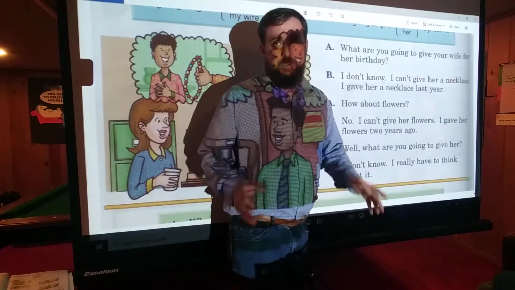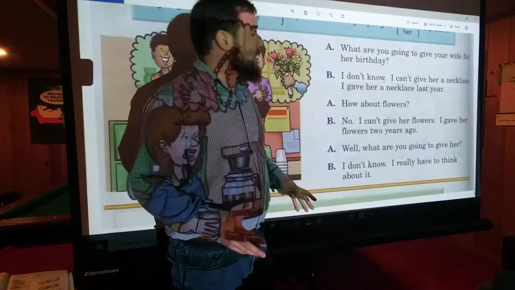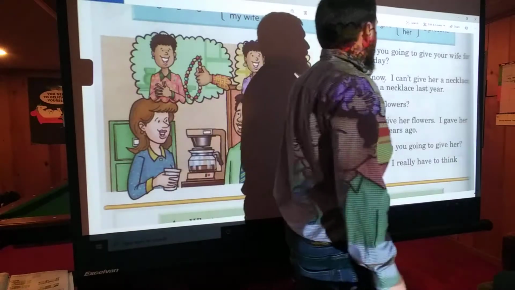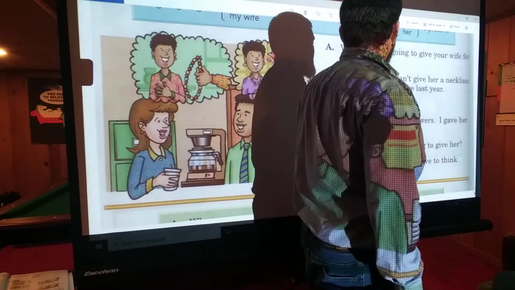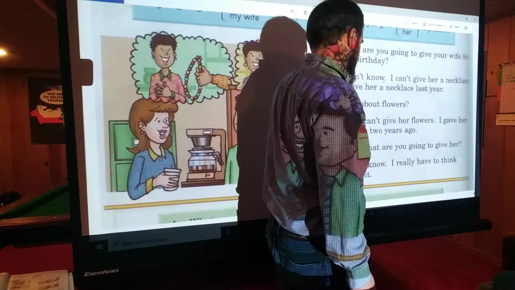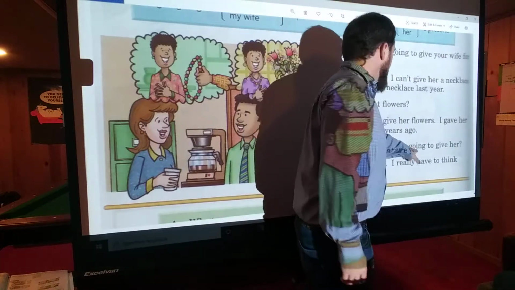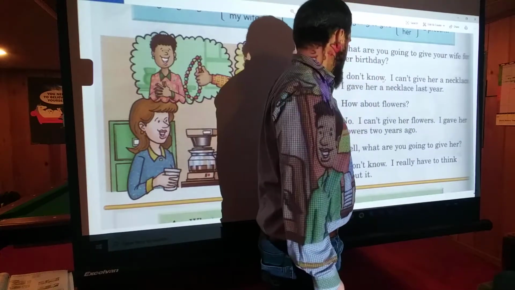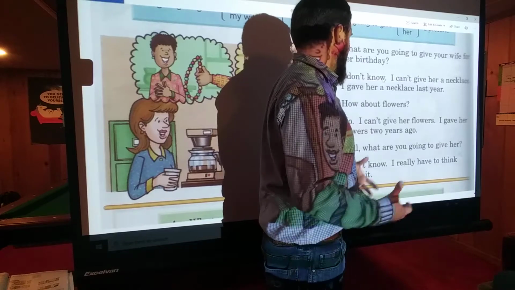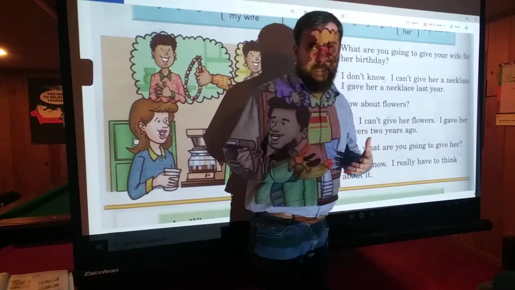Okay, so some of the things to notice here is how the words are changing based on the tense. We have give, and we have gave. And then we have going to give. Okay? That's all going to change based on what we're talking about.